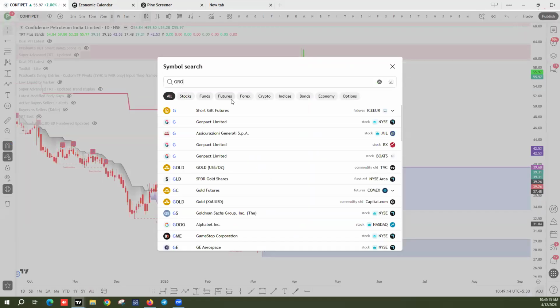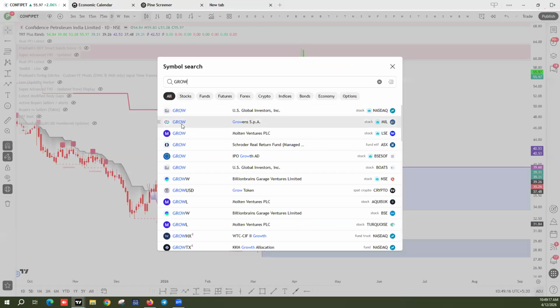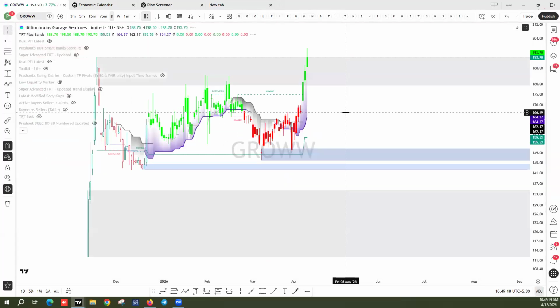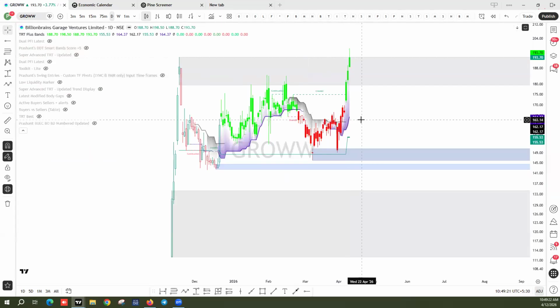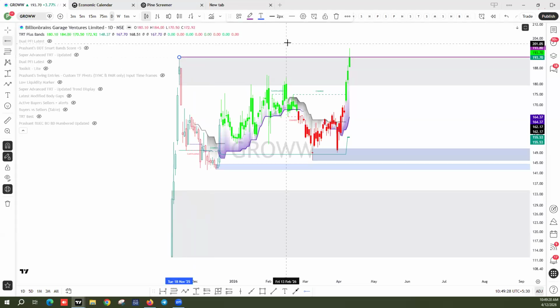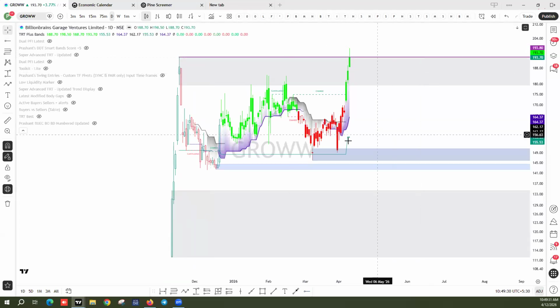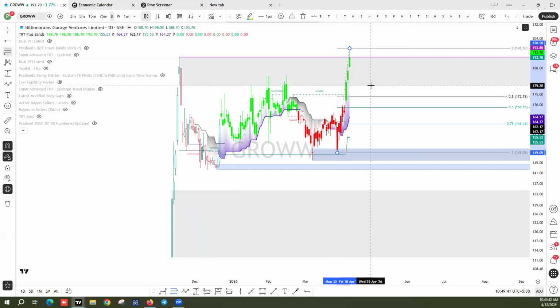Grow. What is Grow doing? Grow is an IPO stock which has turned green, trying to break out. It's not a good breakout. A rapid up move. Momentum is bullish, bias is bullish. So if it gives a retracement entry, I will buy. This is not a pattern where I will buy immediately.